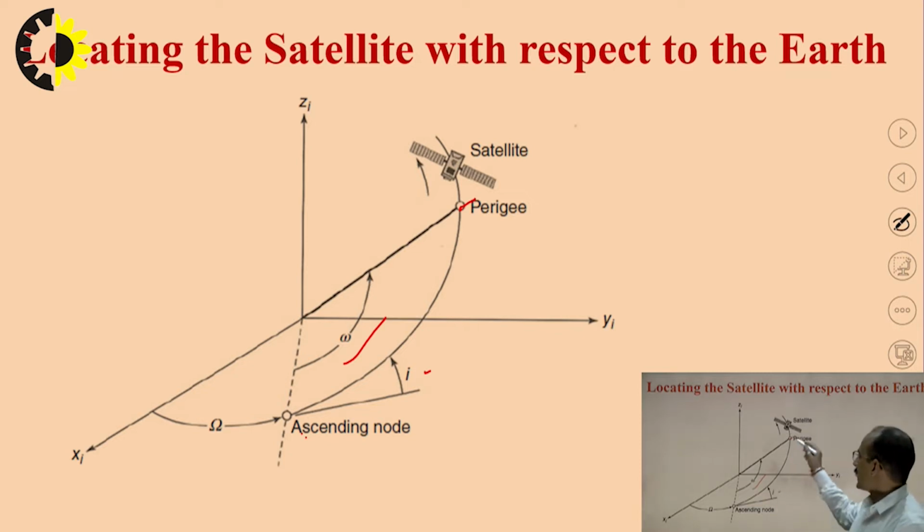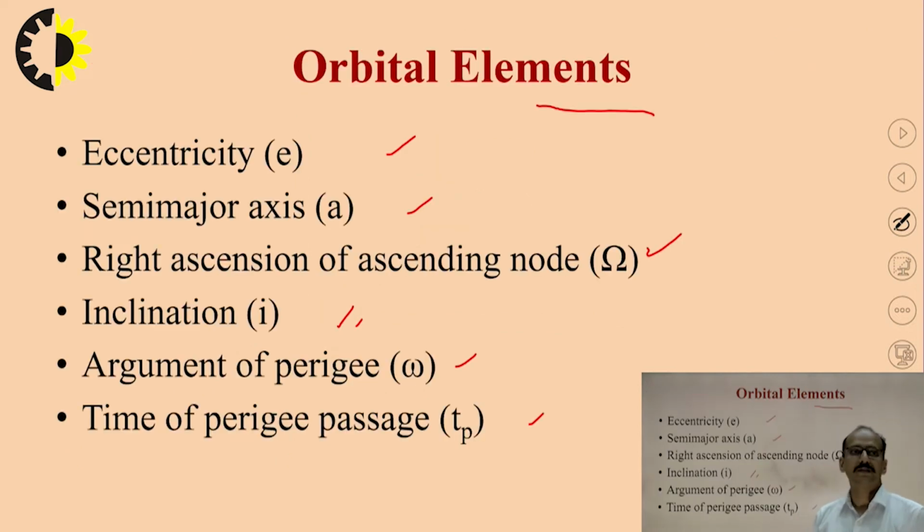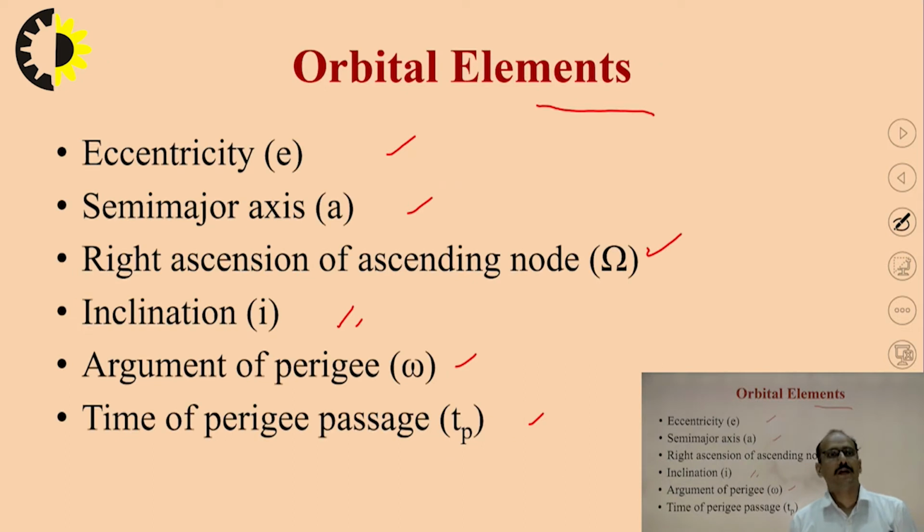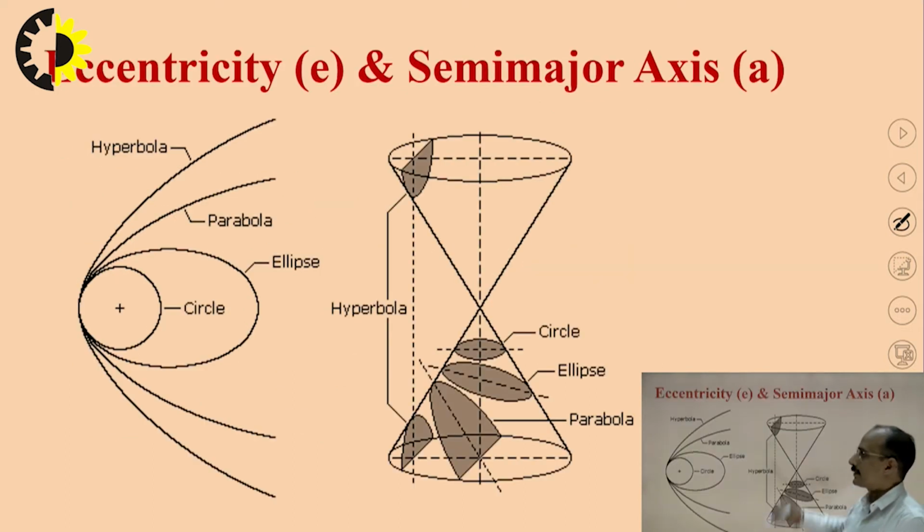So these are all the orbital parameters or orbital elements which are required to locate the satellite in space with respect to the earth. Now, one by one, how can we understand these points? First of all, eccentricity.